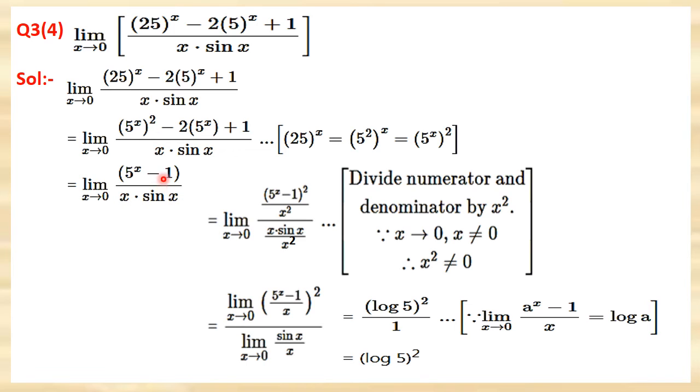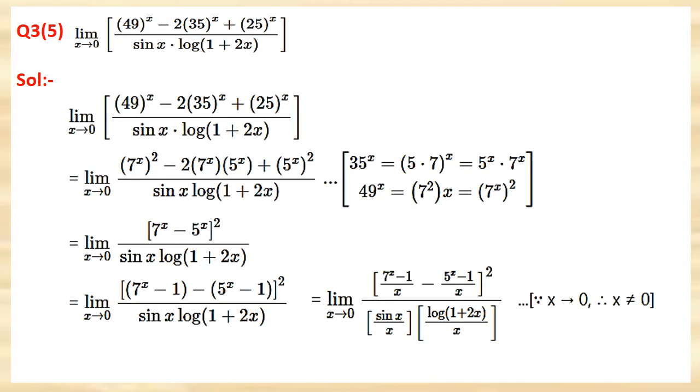And here we need x square in the numerator, so we divide both the numerator and denominator by x square. Then the numerator will be (5 raised to x minus 1) upon x the whole square, upon the denominator, which is x into sin x divided by x square. So we cancel this x, and sin x upon x only will remain in the denominator. So numerator is log 5 the whole square and the denominator is 1, so (log 5) whole square is the value of the given limit.